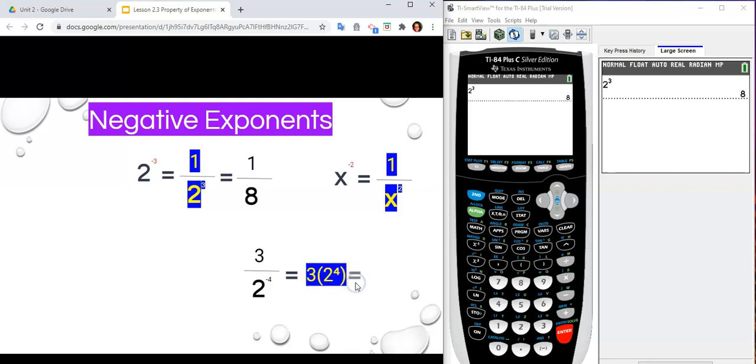And if I wanted to simplify this a little bit more, well, I can come over to my calculator and I can say 3, open parentheses, 2, raised to the 4th power, and close. I hit enter and I should get 48. So this simplifies just to 48.